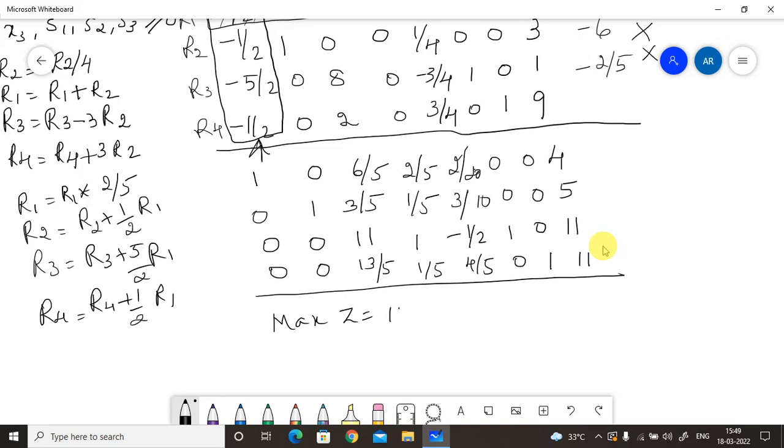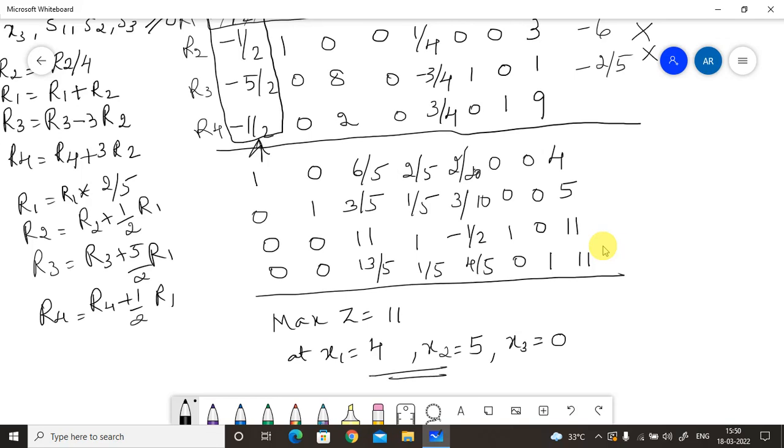So the answer is max z equals 11 at x1 equal to, the first column is for x1. You can see there is only one 1 and the rest are all 0, so 1 is pointing to 4, so the x1 value is 4, right? And for the x2 value, in the second column we have 0 1 0 0, so the 1 is pointing to 5, so x2 value will become 5. And x3, we don't have zeros or 1, we have 6 by 5, 3 by 5, 11 and 13 by 5, right? So we do not have any answers for that, so x3 becomes 0. Because the value should be either 0 or 1, and we have all the other values, so x3 becomes 0. And this is the solution for you guys.